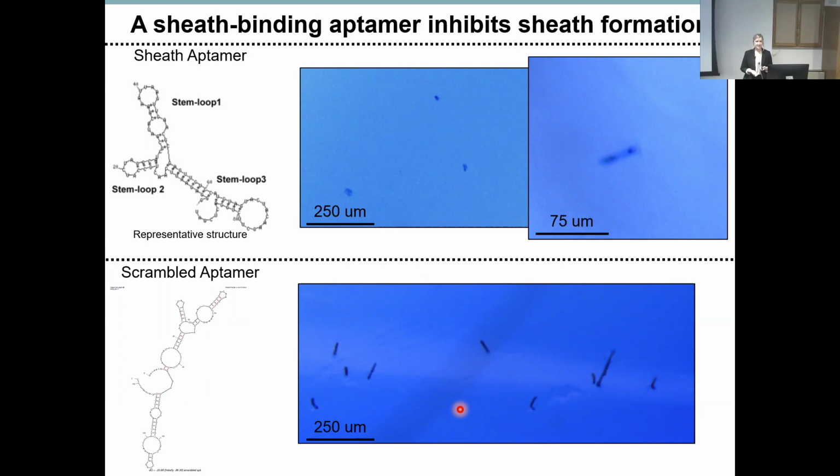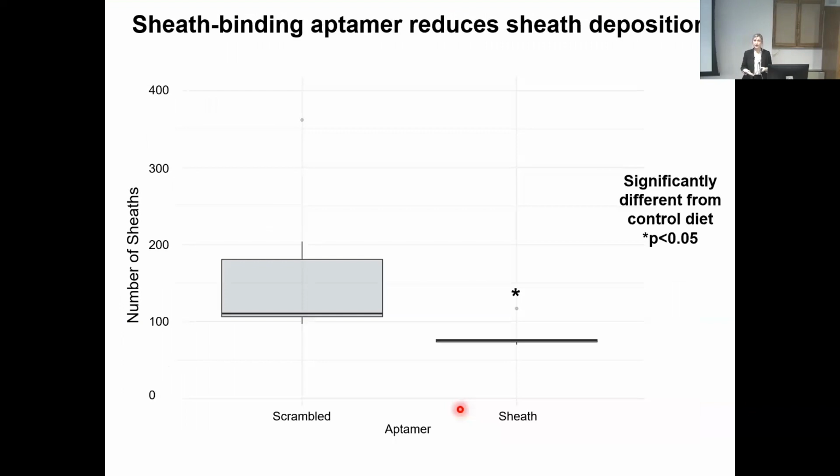And then the next study I did was just to count the number of sheaths that are put down, and even counting the morphologically deformed sheaths, there are still fewer sheaths that are deposited in our aptamer containing diet compared to the scrambled control. And the next thing I wanted to know was where this aptamer can go within the psyllid organs. And so I did an experiment where I fluorescently labeled both the scrambled and the sheath aptamers, and I delivered them to insects via artificial diets, in addition to a control diet which just had sucrose.